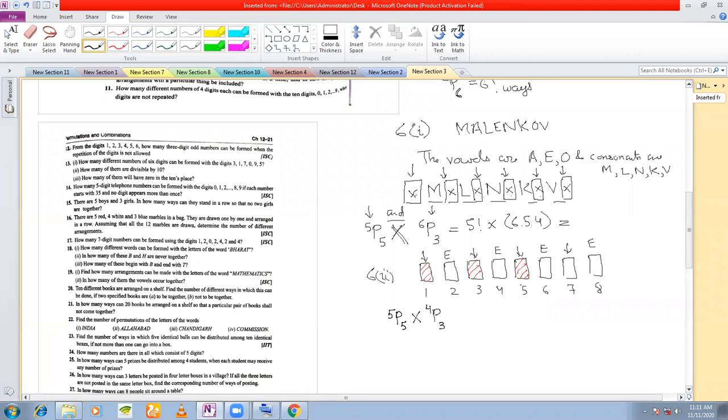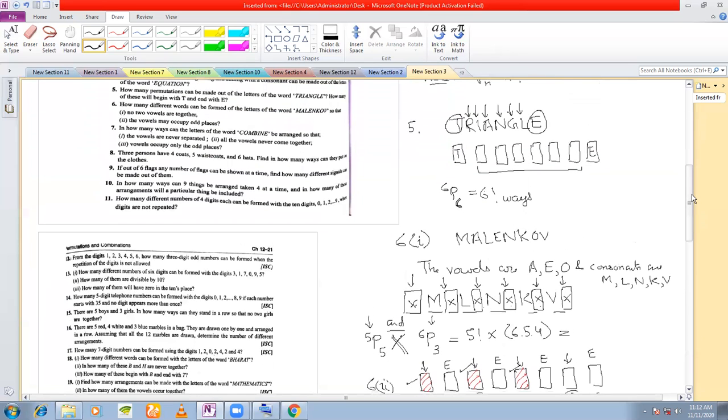You understood what I said? First, we place the vowels in the odd places. But how many odd places are there? There are four odd places: 1, 3, 5, and 7. But only three can be occupied, right? So let us say the vowels occupy three odd places. How many places are left? Five places. That means the consonants can occupy the remaining five places in 5p5 ways. So the answer is 5p5 into 4p3. Clear? So these are all restricted permutations. Okay, let us see the next one.